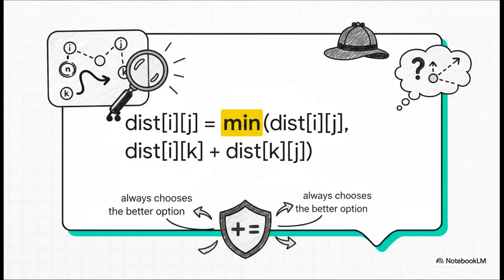That's the entire investigative strategy right there. And this right here, this is the detective's secret weapon. This one line of code is just the math version of that exact question we just asked. It just says, hey, the new shortest distance between I and J is whichever is smaller: the old distance I already know, or the distance it takes to go from I to our stopover K, plus the distance from K on to J. It checks the detour, compares it, and always keeps the shorter one.